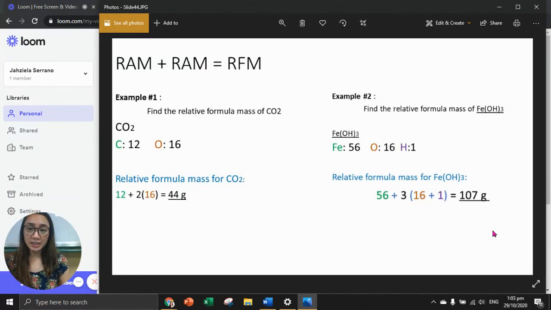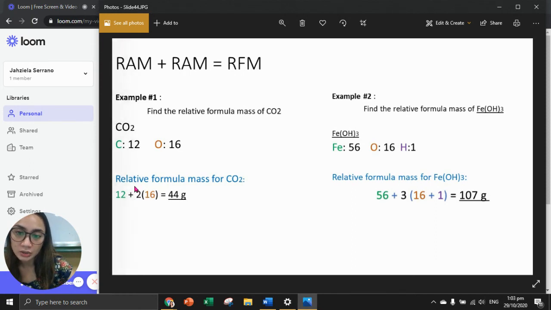Okay, so ang ating, for example, number 1, the problem is find the relative formula mass of carbon dioxide, which is CO2. So now, kailangan muna nating i-break down, no? So meron tayong carbon. So hanapin nyo yung atomic mass ni carbon. We also have oxygen. Again, hanapin nyo yung atomic mass ni oxygen. So for carbon, 12. For oxygen, 16. And then for formula mass ng CO2, 12 plus 2 times 16.